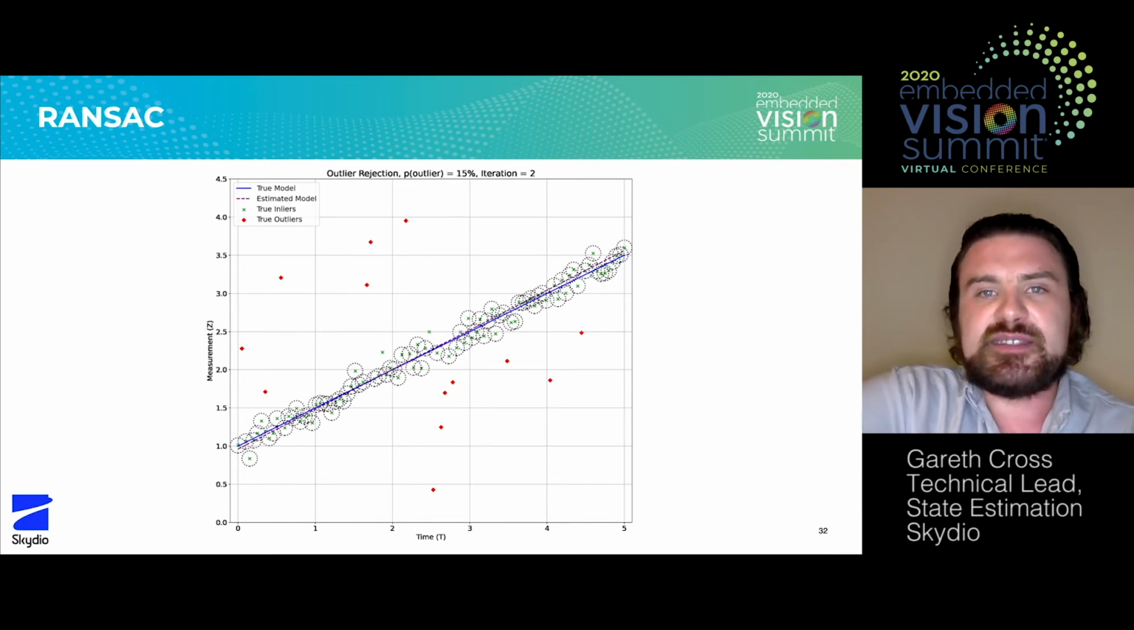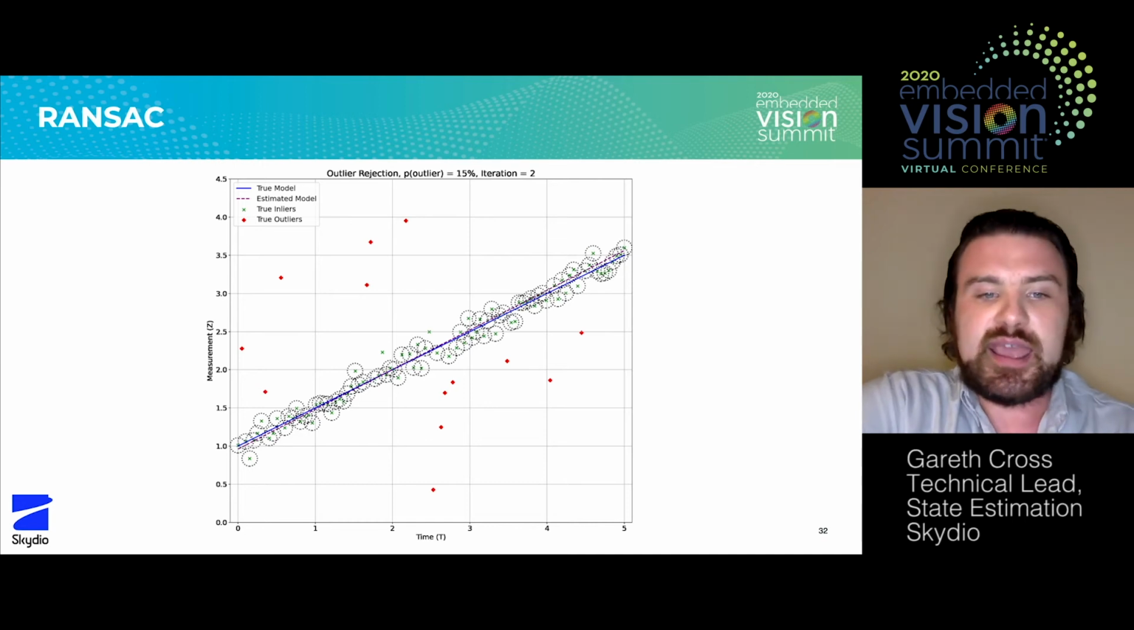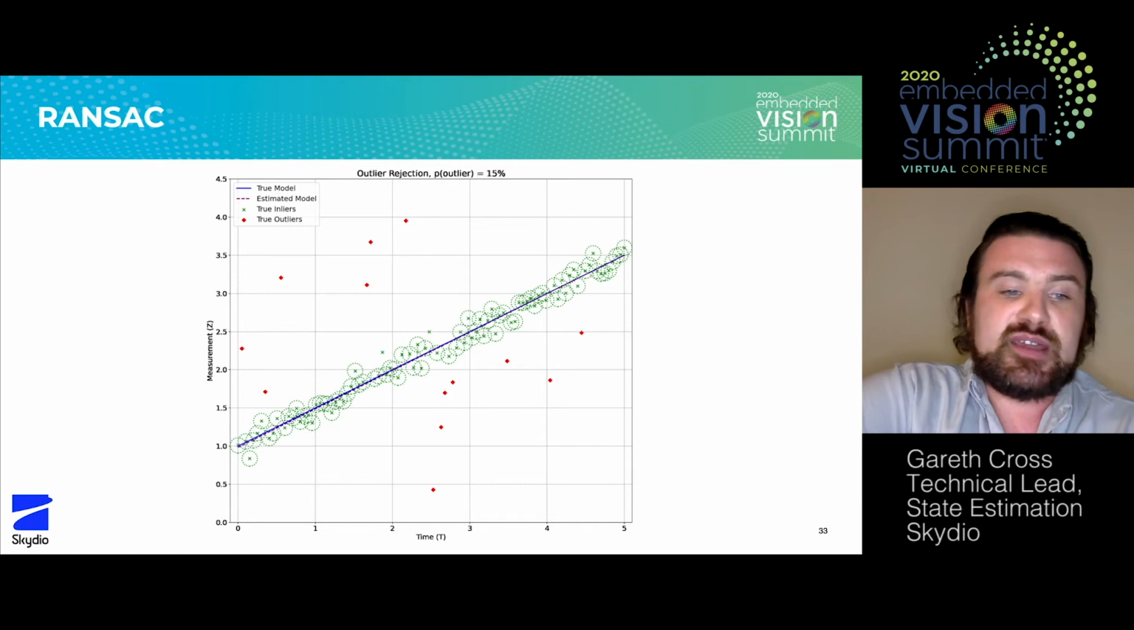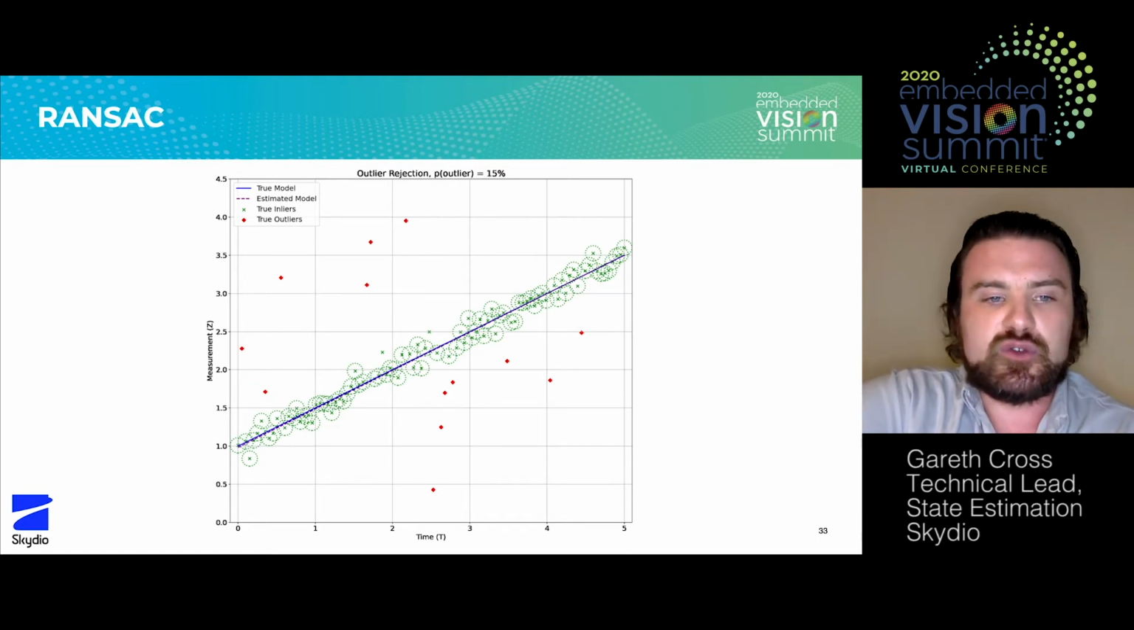And then you can take this inlier set, which is now large, and say we found the true inlier set and fit our model with these points. And there you go, you get a pretty good fit. So now the dashed purple line agrees with the true blue line quite well.